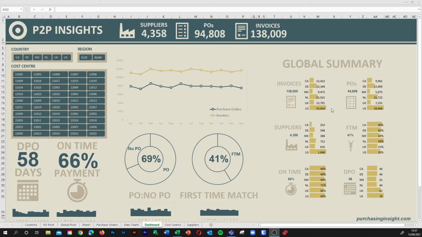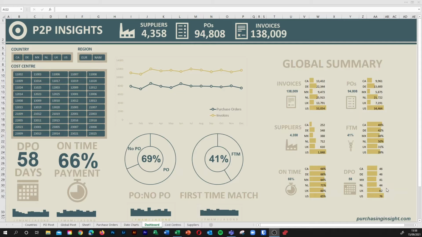We can see, for example, the US is the biggest region, having many more invoices, many more purchase orders than other countries. And we've got other metrics as well. Numbers of suppliers, first time match rate. You can see the relative performance here. You can see the Netherlands seems to be particularly good for some reason. Payment on time, and days payable outstanding. And here we've got the US is particularly good in that respect.